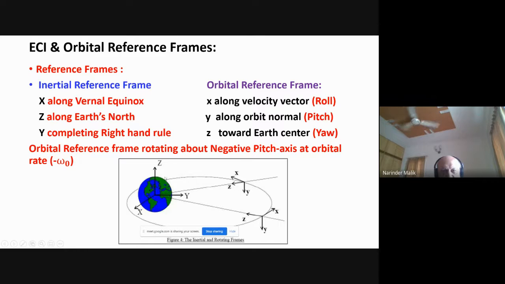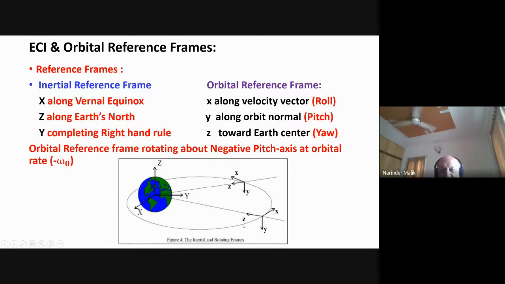This shows the orbit in which the spacecraft is moving. So here you see this is called the orbit reference frame. The x-axis is along the velocity vector, the y-axis is along the orbit normal, and the z-axis looks towards the Earth center. So x, y, z forms the orbit reference frame.